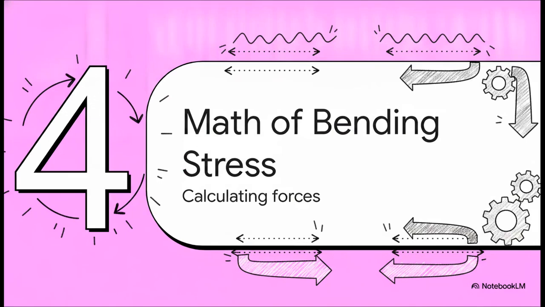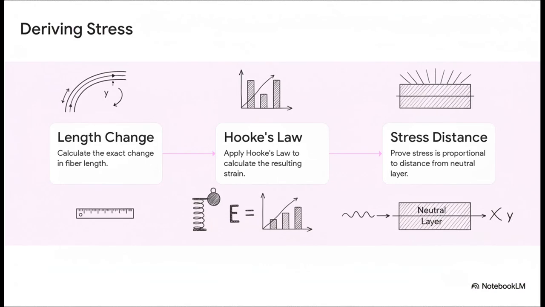Let's translate this into Section 4, the math of bending stress. Don't worry, the math here is just a translation of what we just visualized, and we can walk through this derivation logically step by step. Step 1. Engineers calculate the exact change in a fiber's length. Since the neutral layer is distance r, a layer below it is distance r plus some tiny distance we'll call y. With a little basic geometry, we find the change in length is simply y times the angle of the bend. Step 2. We apply Hooke's law for strain, and strain is really just the change in length divided by the original length. Step 3.